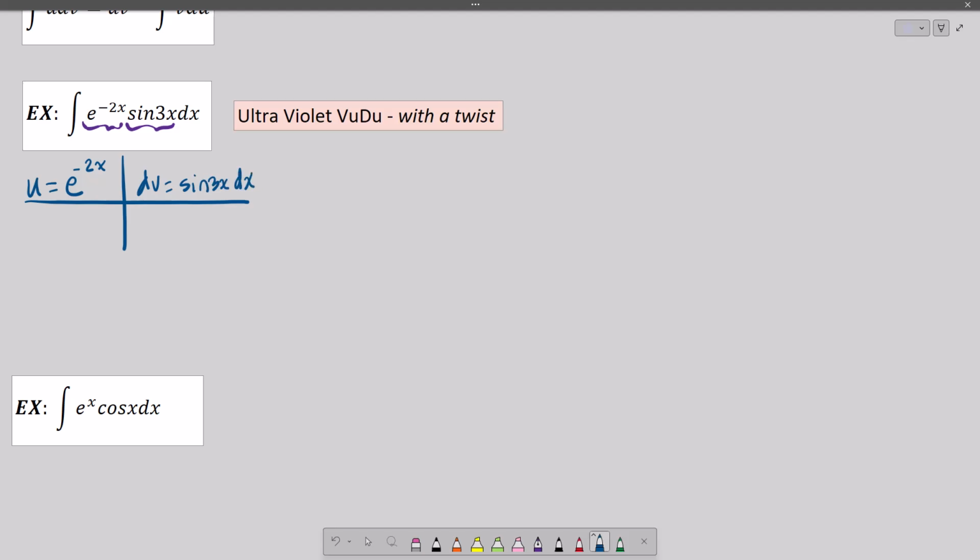So then we do our regular stuff. du is going to be negative 2 e to the negative 2x dx. v is going to be negative cosine 3x divided by 3. So the antiderivative for sine is minus cosine. And then why is that 3 in the denominator? Reverse chain rule. Exactly.